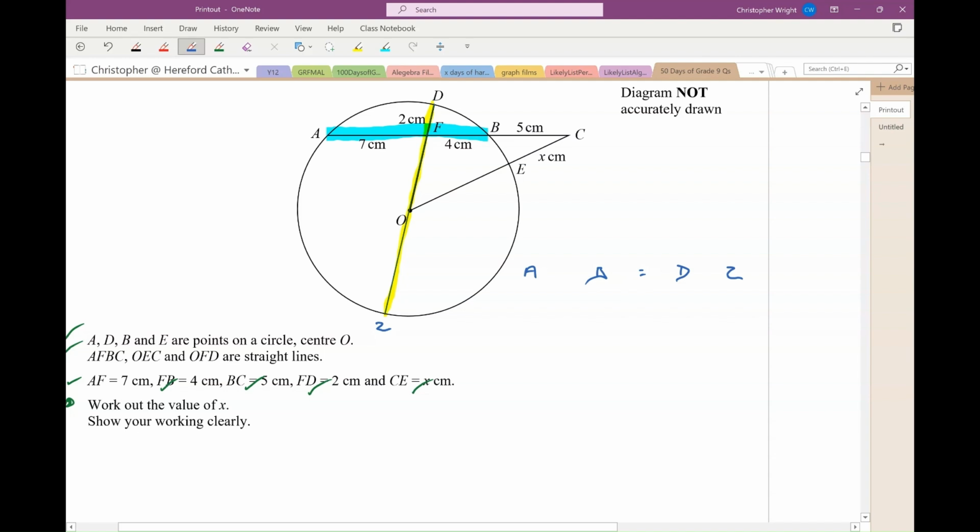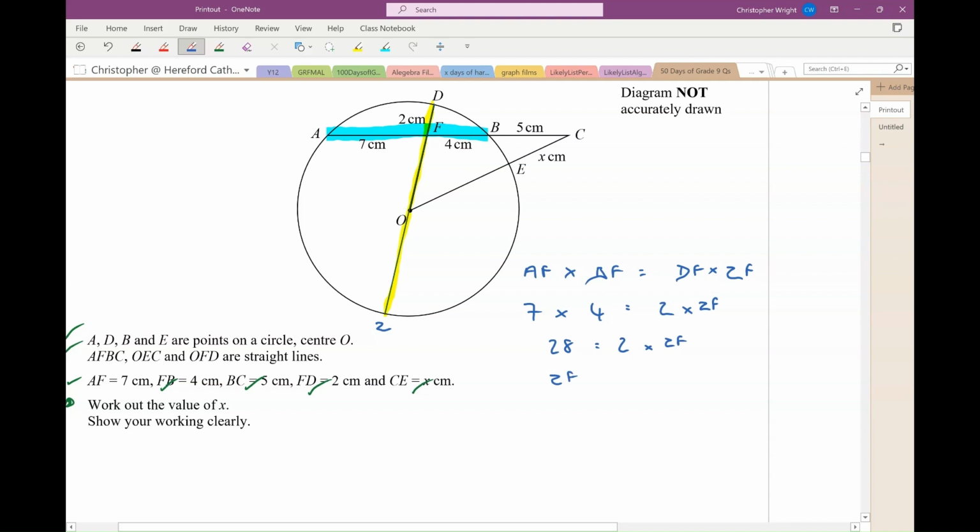And I've got F, F, F, F multiplied and multiplied. So there's the intersecting chord theorem formula set up. AF is 7 times BF is 4 equals DF is 2 and ZF, I don't know what that is, I'll just call it ZF. But look, I can find ZF now. 28 equals 2 times ZF.